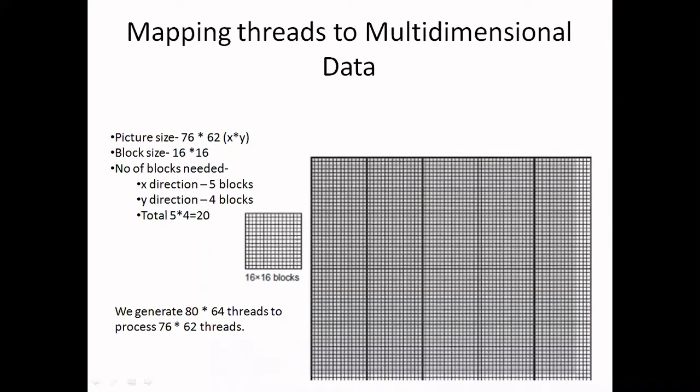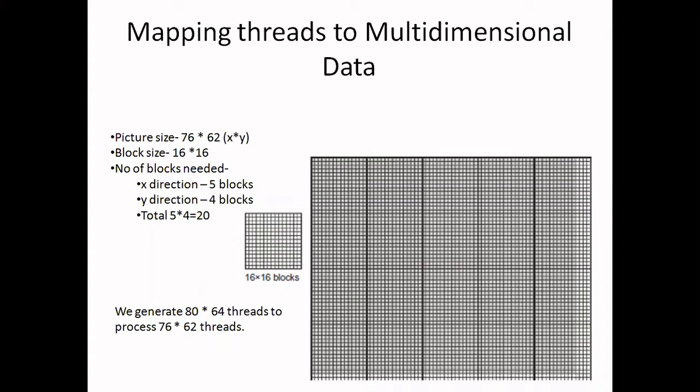Mapping threads to multidimensional data. So I was telling you, let us assume we have a picture of size 76 cross 62, 76 in x dimension and 62 in y dimension. Now I am specifying a block of size 16 cross 16. A block of 16 cross 16 means we will have 16 cross 16 number of threads in one block.